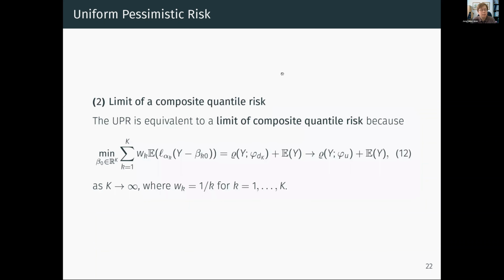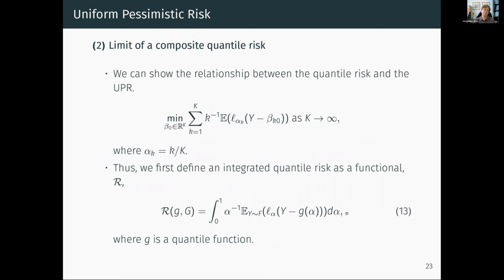And the next result is that the uniform pessimistic risk is the limit of the composite quantile risk. The uniform pessimistic risk is equivalent to the limit of the composite quantile risk because we can conclude the same result from the minimization of the quantile risk, and it is related to the alpha risk. This result is shown in equation 12. As we increase k to infinity, the composite quantile risk converges to our uniform pessimistic risk. So we can see the relationship between the quantile risk and the UPR.